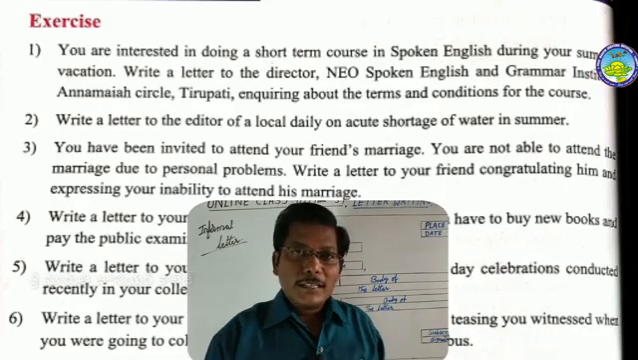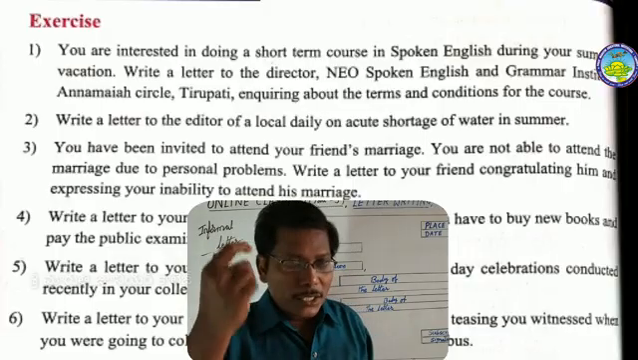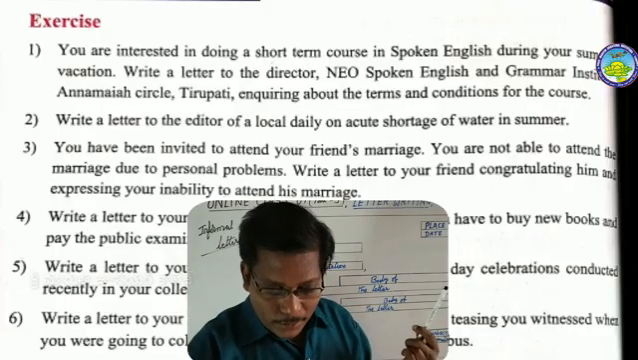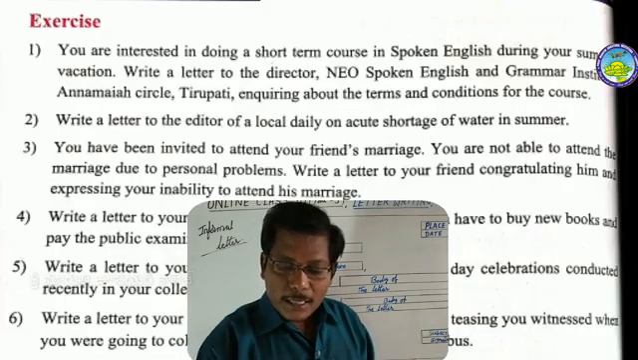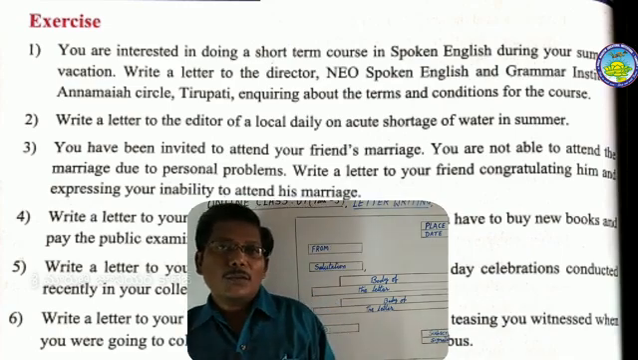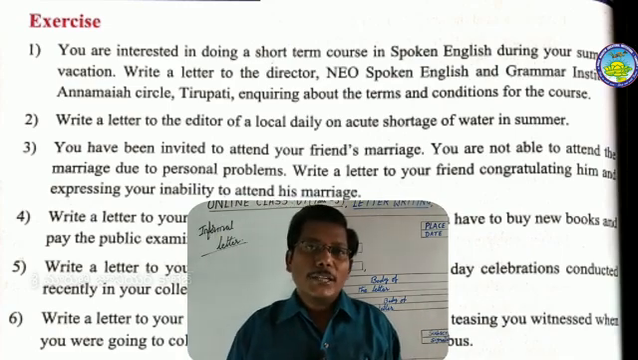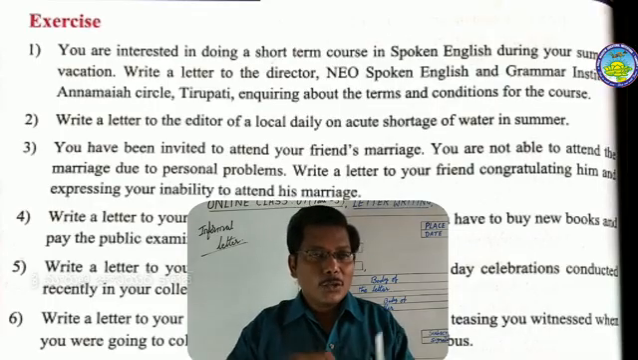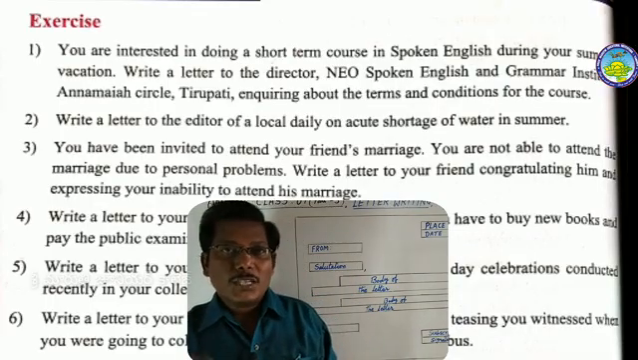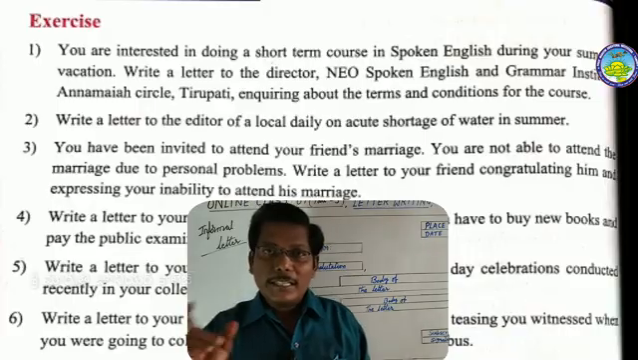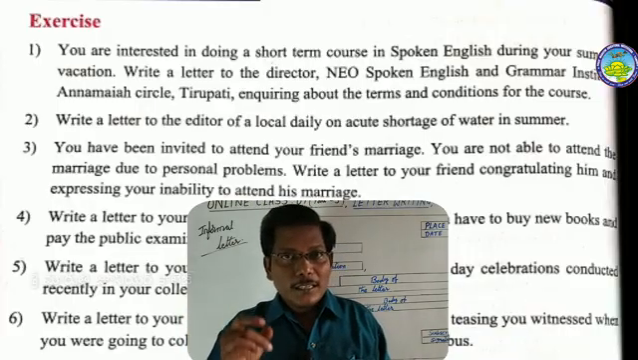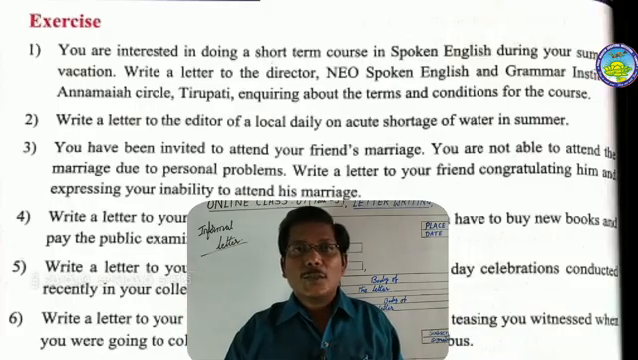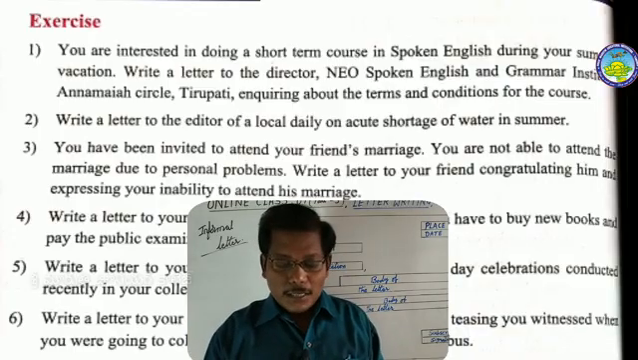Now you need to write a letter to the director of that institute about what? Enquiring about the terms and conditions for the course. So if you want to join that spoken English, you need to know some details. Also, what is the duration of the course, what is the fee structure, you need to know those details. So now you need to write a letter to the director of that spoken English institute asking about these details.